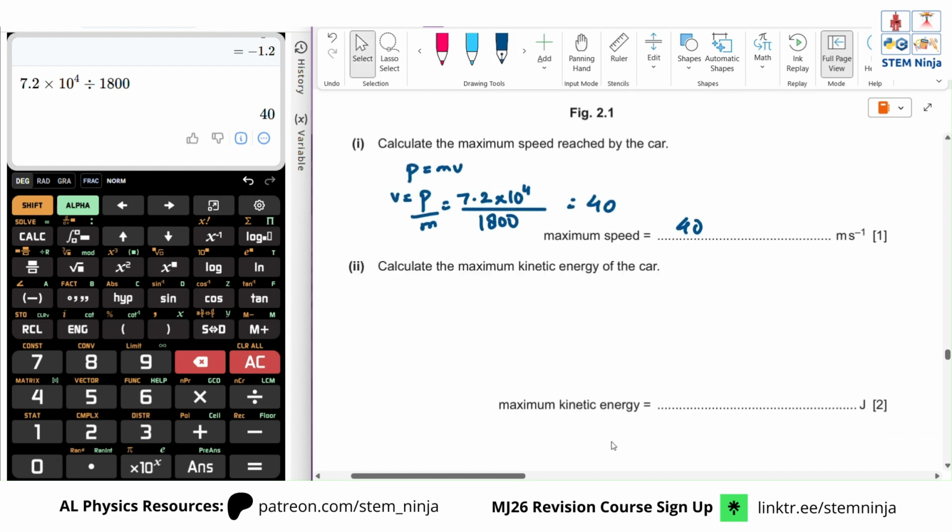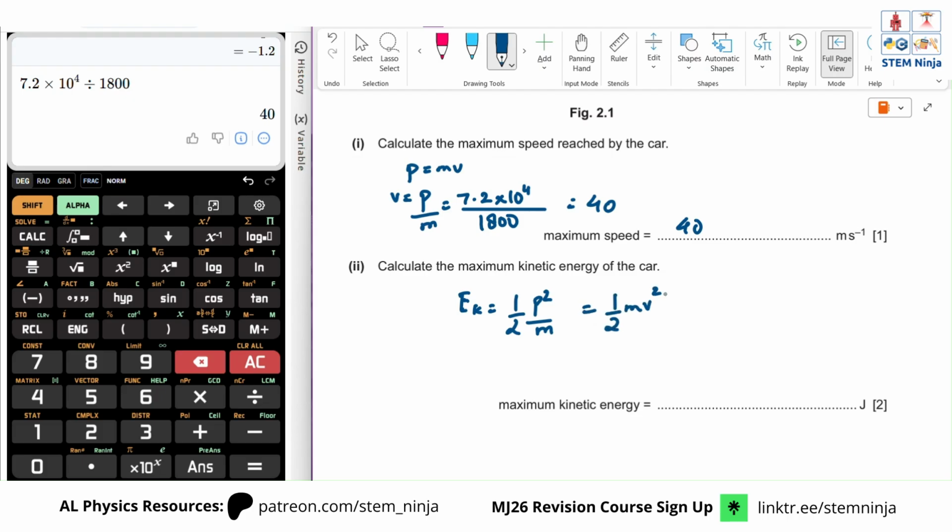Calculate the maximum kinetic energy of the car. There are two ways to do this. You can do p squared over m, or since we have the maximum speed, you can do half mv squared. Both ways give the same answer, but just to be sure: half, P was 7.2 times 10 raised to power 4 divided by 1800, and m is 1800 times 40 squared.